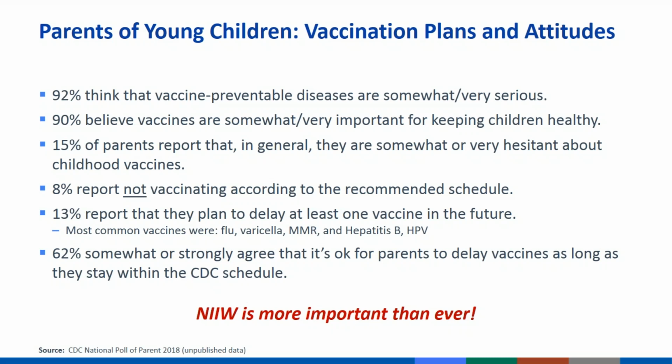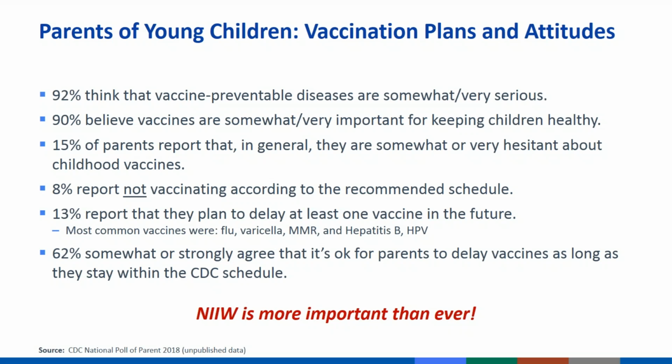But at the same time, we see that 15% of parents report that in general, they are somewhat or very hesitant about childhood vaccines. And we see from this data that a small but important percentage are actively planning to delay at least one vaccine in the future. For example, we see that 8% report they are not vaccinating according to the recommended schedule. 13% report that they plan to delay at least one vaccine in the future.